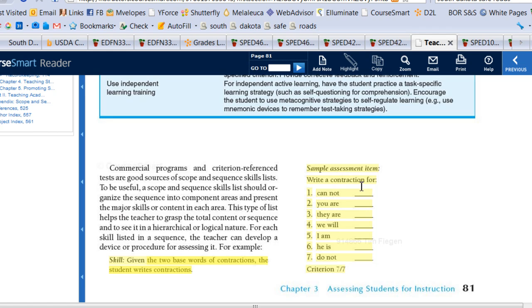So here's another assessment thing. These two base words and contractions, the student writes the contractions. That you give them something and see what they can do, and the criterion is down here at the bottom, that they should be able to do it 7 on 7 correct. That's the criteria of this assessment before you go on. If they miss even one of those, chances are they haven't mastered that.